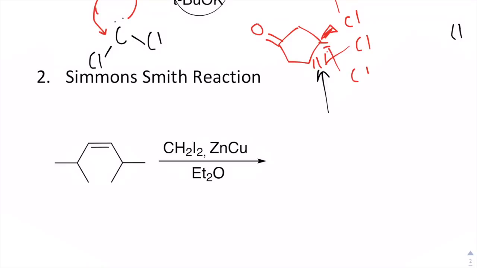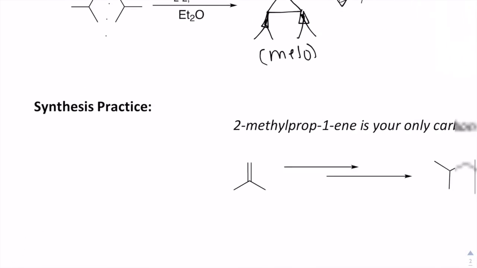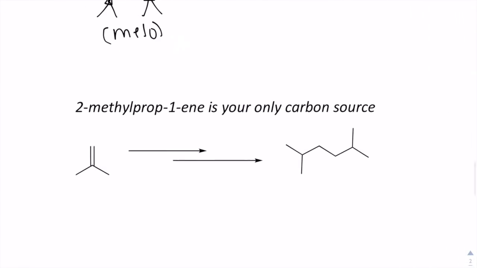So if we kind of can visualize this structure, okay, and we can either attack from the front or the back face, so this would be attacking from the front face. So attacking from the back face would be something like this. But again, since this molecule has an internal plane of symmetry, this would be a meso molecule, so we only need to draw one of them. Okay? So those are the two carbene reactions that you should know. Pretty self-explanatory.